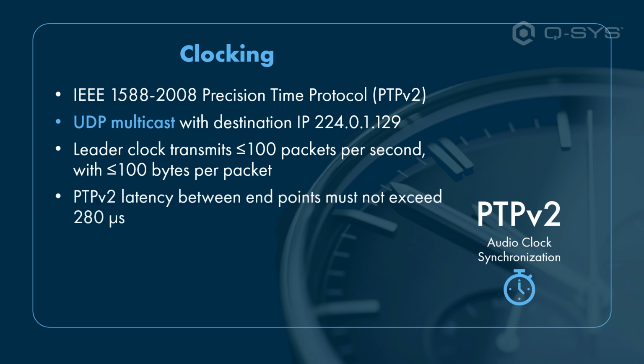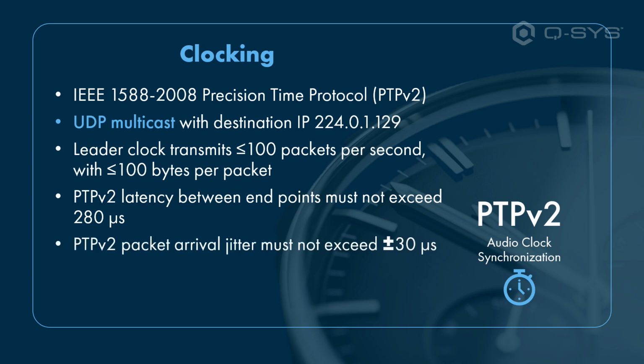Now, the latency for PTP between 2 points should not exceed 280 microseconds. And that number should feel really familiar. That's very similar to the latency we require for our core, right, to transmit data across the network. It's a really good idea to have the core also be the clock master for your PTP domain.